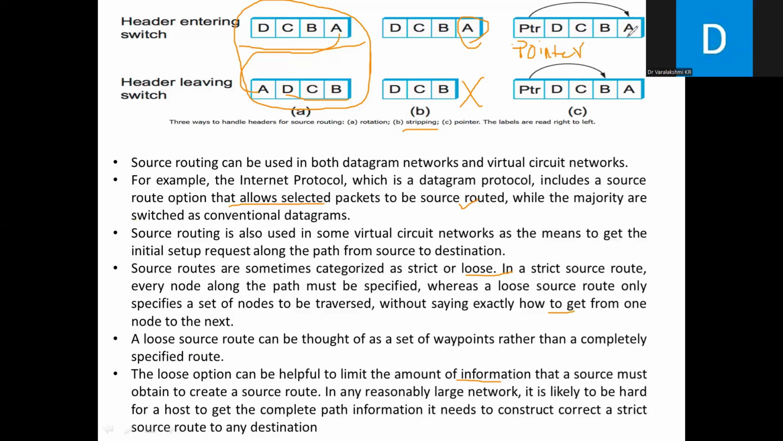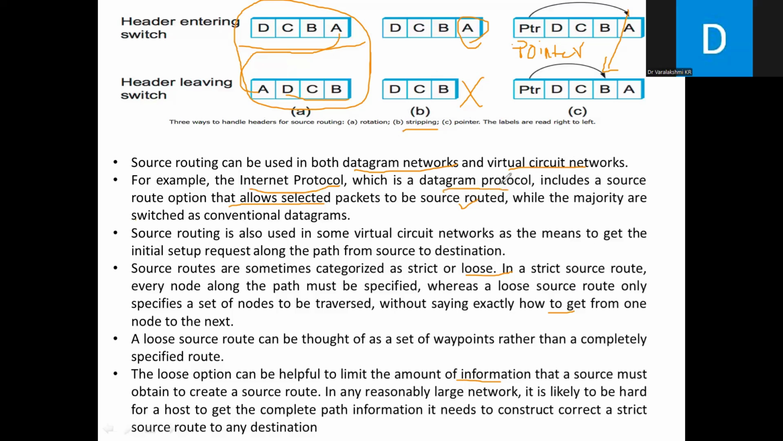First I have the header entering the switch. Once the packet is moved to the next switch, you can observe the pointer has been shifted to the next header entry. These are the labels where we are reading from right to left. This is the source routing algorithm. It can be used both in a datagram network as well as a virtual circuit if you implement stripping or a pointer. For example, the IP protocol, the Internet Protocol, is a datagram protocol.